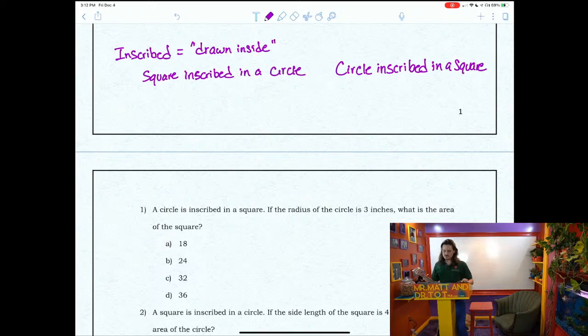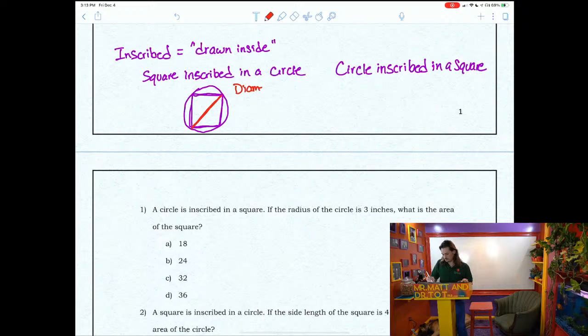so a square inscribed in a circle, a square drawn inside of a circle. So the circle is going to be on the outside, and pardon my terrible drawing ability. And the square would be on the inside, so something like that. Now there are some characteristics to observe. Notice that the diagonal of the square is the same thing as the diameter of the circle. Fix that.